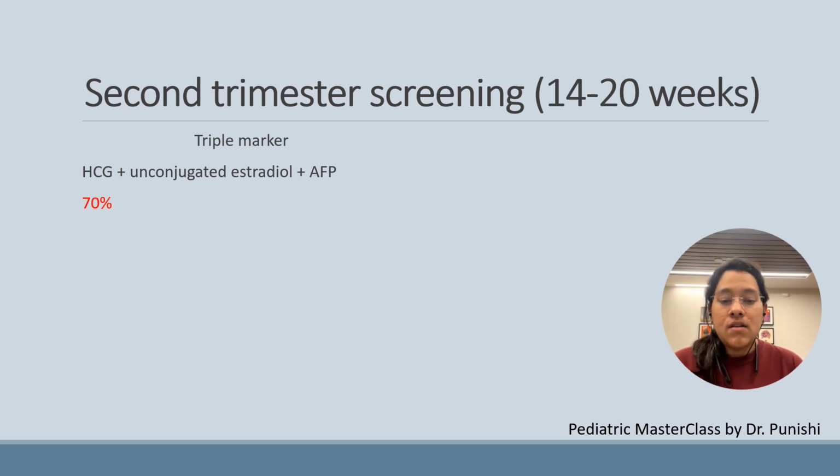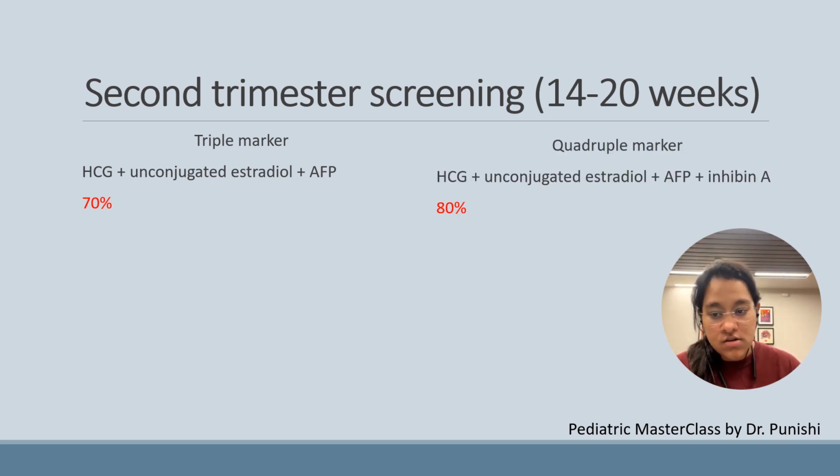And along with that, another option is your quadruple marker. So you have these 3 along with another hormone, which is inhibin A, which has an 80% detection rate for Down syndrome.